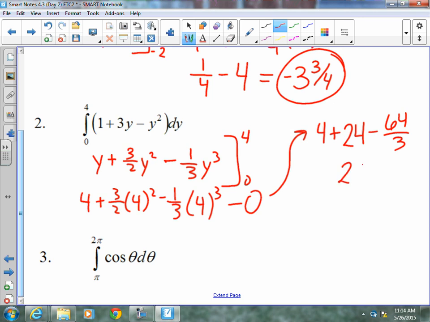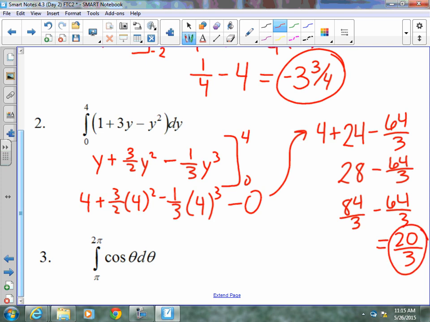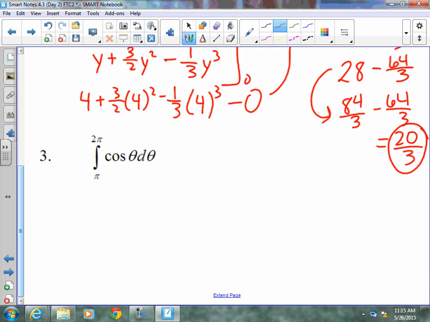So we're really trying to add 28 minus 64 thirds. 28 is really 84 thirds minus 64 thirds, which gives us 20 thirds as our answer. Common denominator from the 28 to the 84 thirds. If that is something you're not able to do, make sure you see me so we can talk about this.